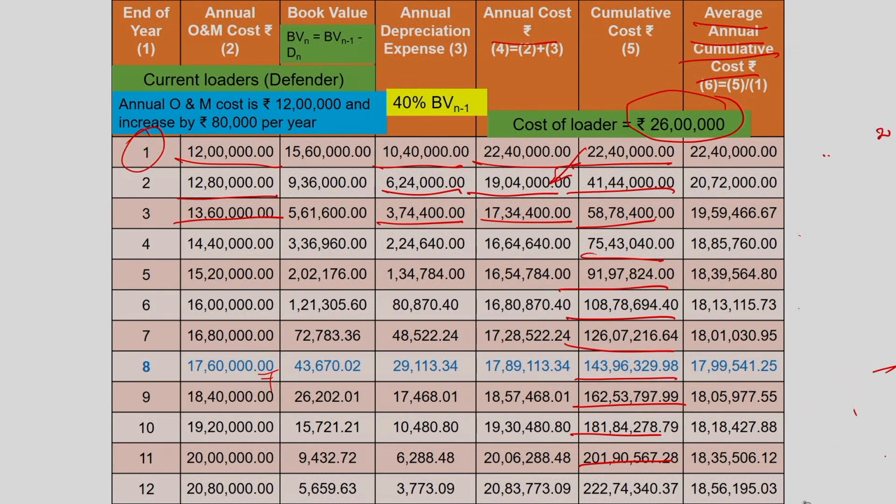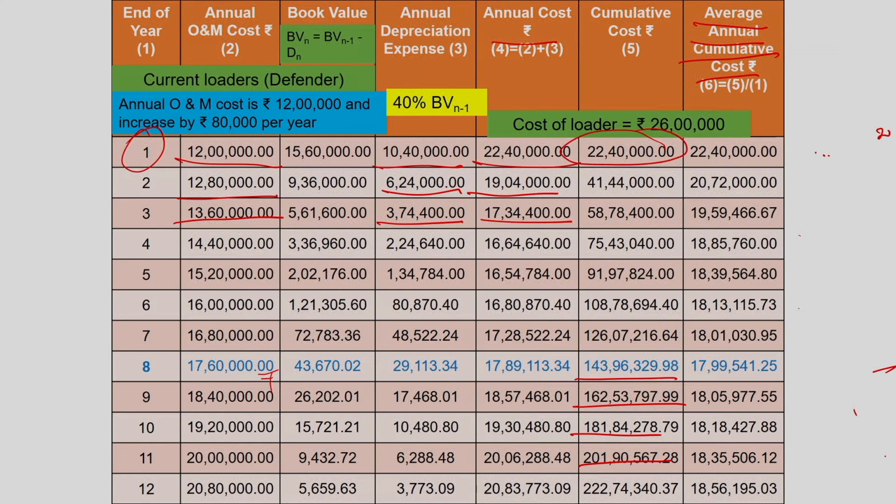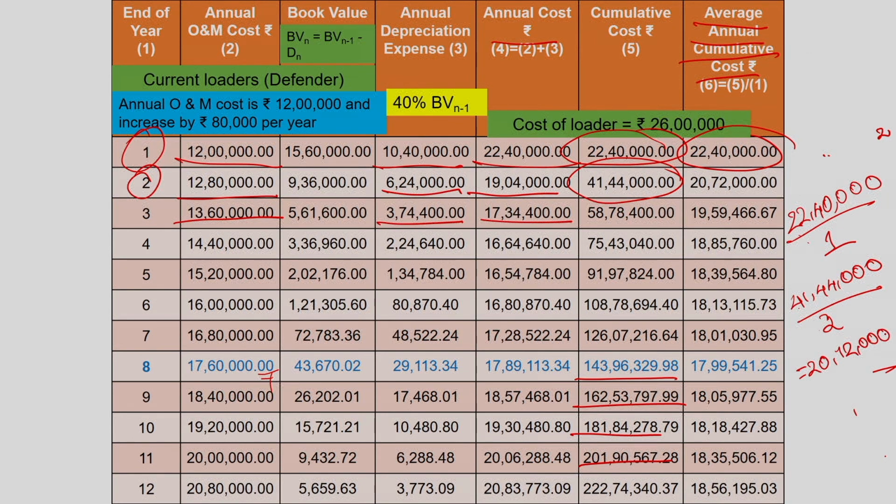Say for the first year, you know that the cumulative cost for the first year is 22 lakh 40,000. So, 22 lakh 40,000 divided by the cumulative usage, which is 1 year, gives you the average annual cost for the first year. Similarly, for the second year, the cumulative cost is 41 lakh 44,000 divided by the cumulative usage, number of years, which is 2. That gives you the average annual cost of 20 lakh 72,000.